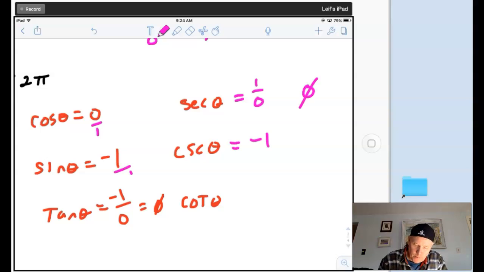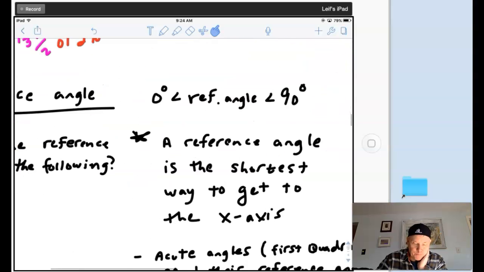Cosecant will be -1, -1 over 1. If you flip it upside down, it stays the same. This will be 0 over -1, which is 0, not undefined. It's okay to have the 0 in the numerator. Okay, those are the answers for that one.